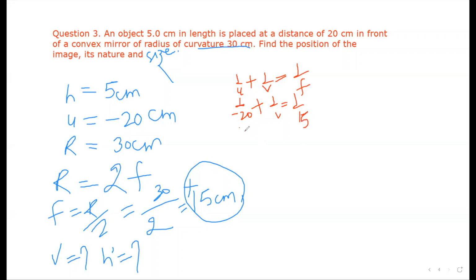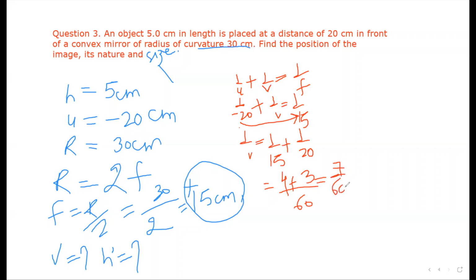So rearrange the numbers and solve it the same way. Simple mathematics, you have to use simple calculations. 1 by 15, and 1 by minus 20 will go to the other side. We'll bring it to the other side, right? So this will become plus 1 by 20. The LCM of 15 and 20 will be 60. So 15 into 4 is 60, and this will be 3. That will give you the value 7 upon 60.